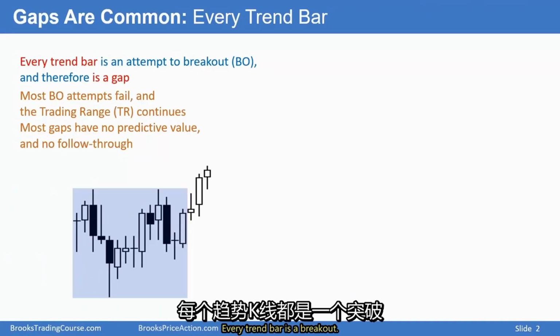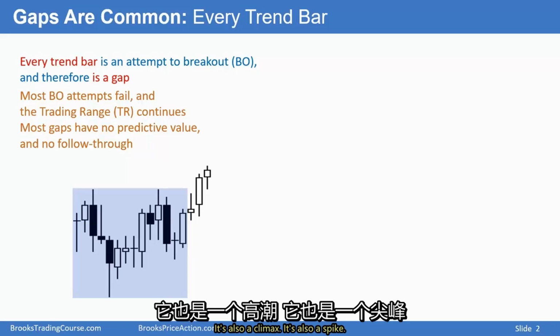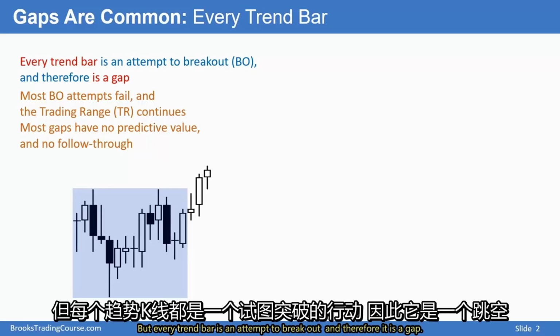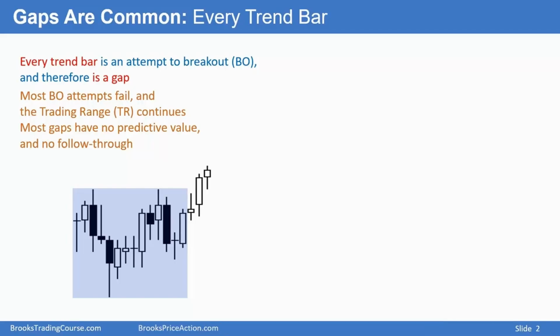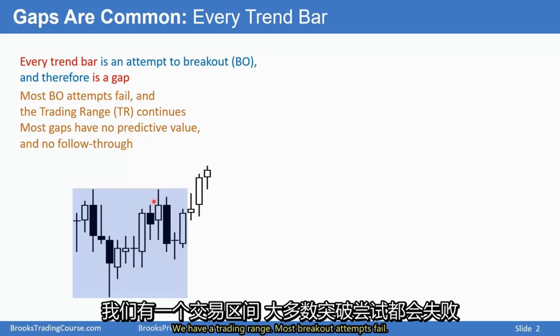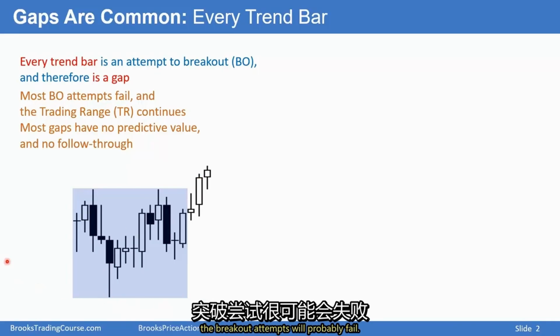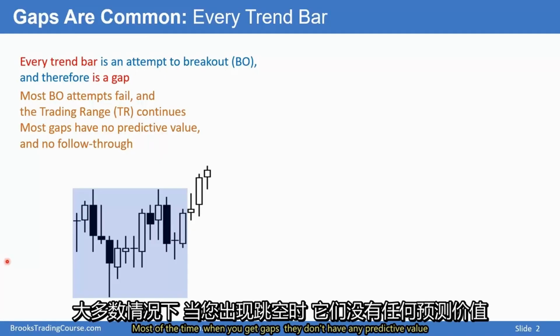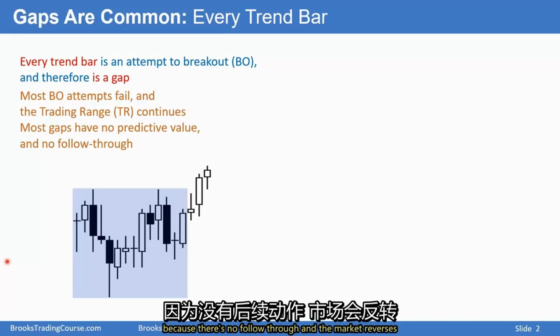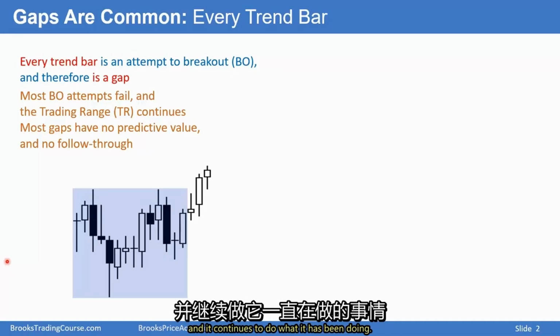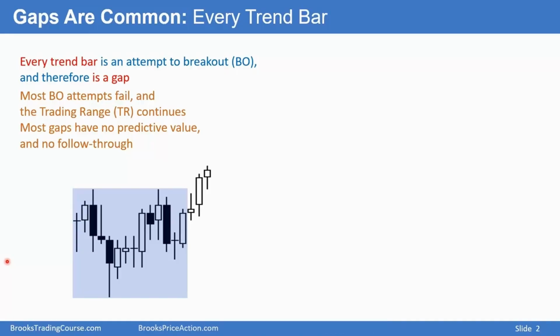Every trend bar is a breakout. It's also a climax, it's also a spike, but every trend bar is an attempt to break out, and therefore it is a gap. We have a trading range. Most breakout attempts fail. Therefore, if you have bull trend bars near the top or bear trend bars near the bottom, the breakout attempts will probably fail. Most of the time, when you get gaps, they don't have any predictive value because there's no follow through and the market reverses and continues to do what it has been doing.